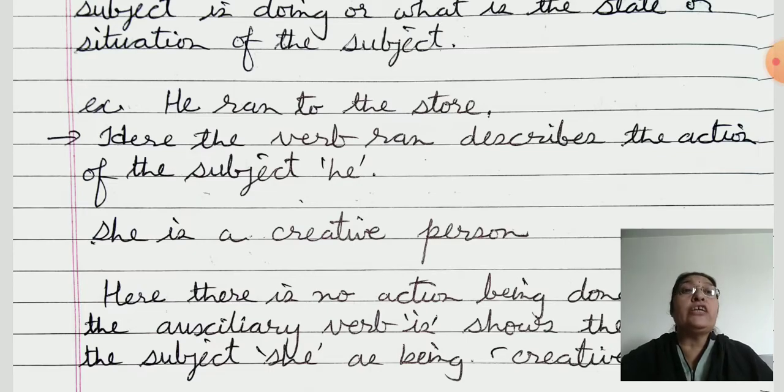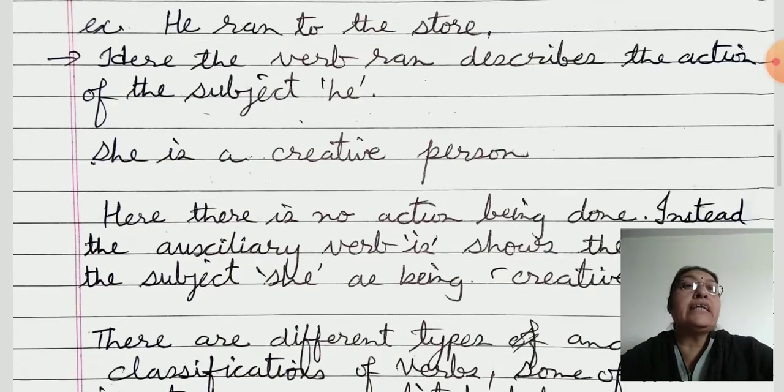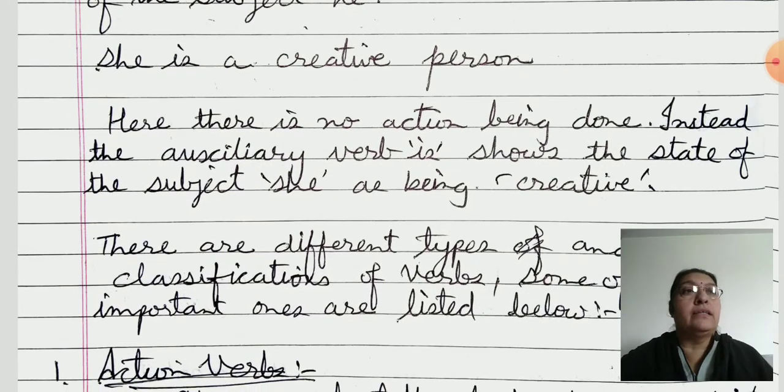She is a creative person. Here there is no action being done. Instead the auxiliary verb is shows the state of the subject. She is. She as being creative. Who is creative? Then we automatically replied she. So here is a creative verb.